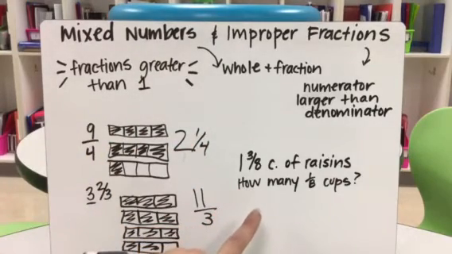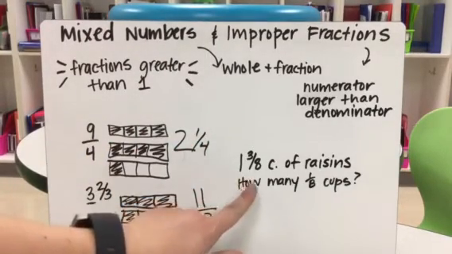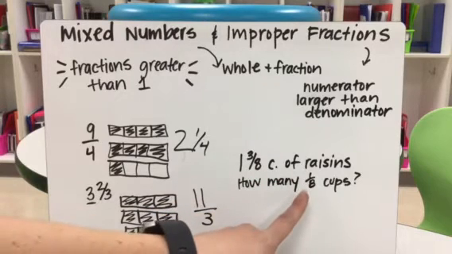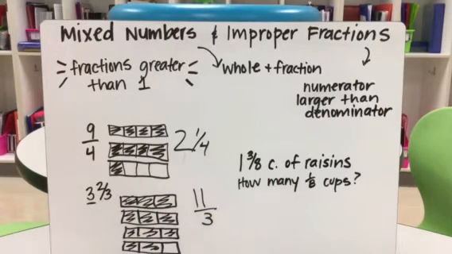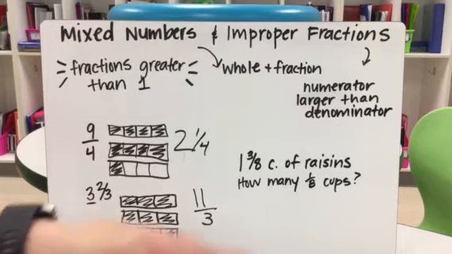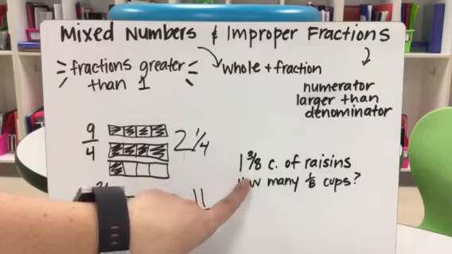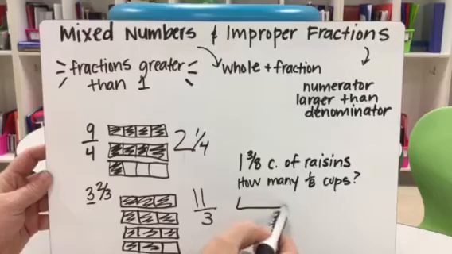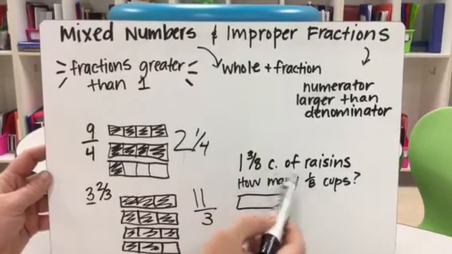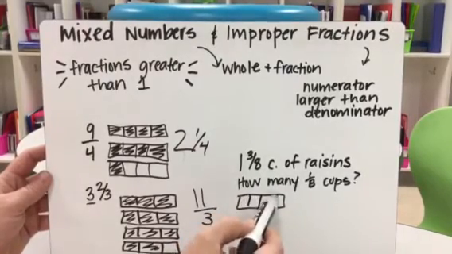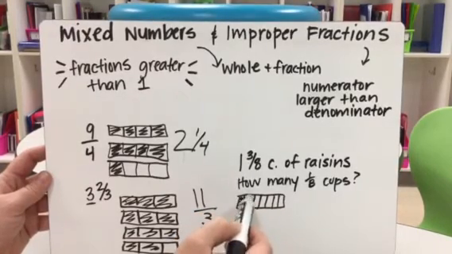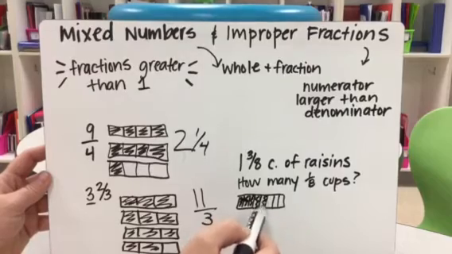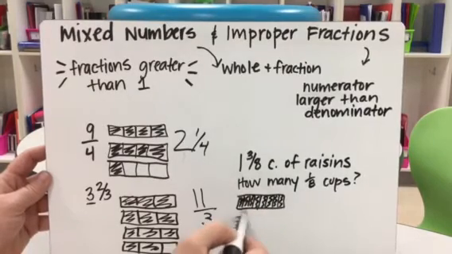Now here is kind of a real world example. Let's say a recipe called for 1 3/8 cup of raisins and you only have a 1/8 cup. You need to know how many 1/8 cups do I need to use. So you're going to have to kind of convert or change a mixed number into an improper fraction. So I need 1 whole cup, and that denominator tells me I'm looking for eighths. So let me partition that into halves, then fourths, then eighths. And I need the whole thing. So 1, 2, 3, 4, 5, 6, 7, 8.